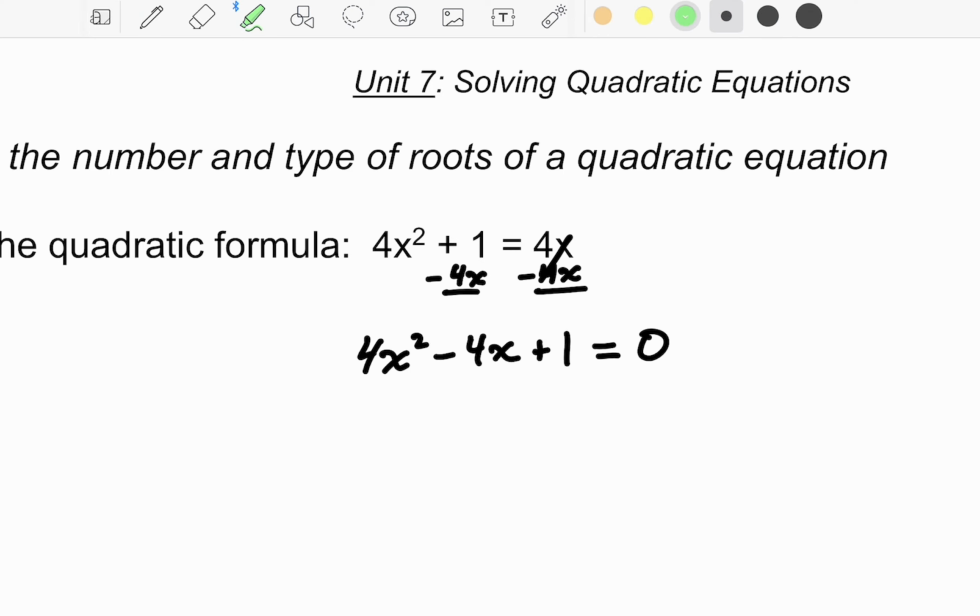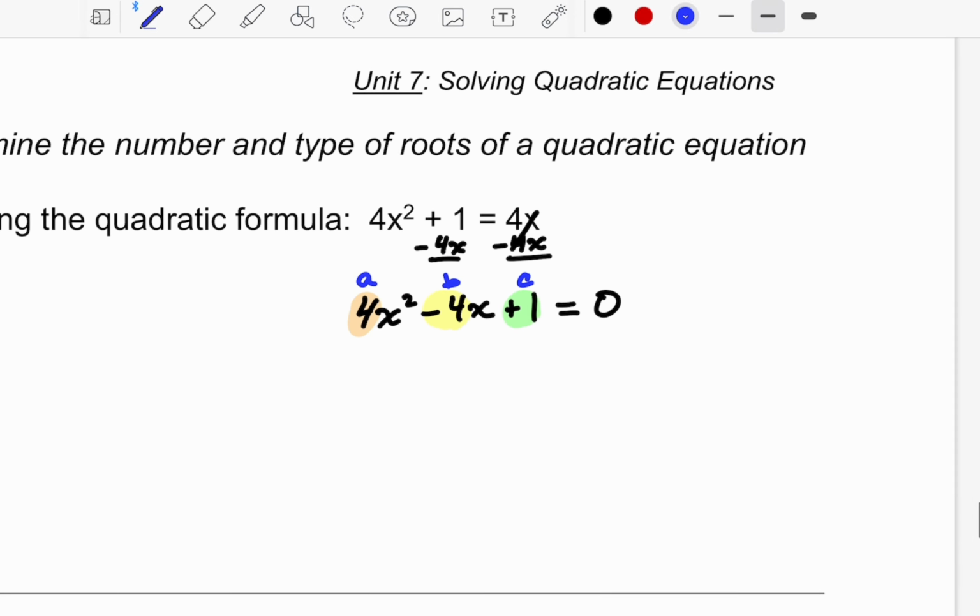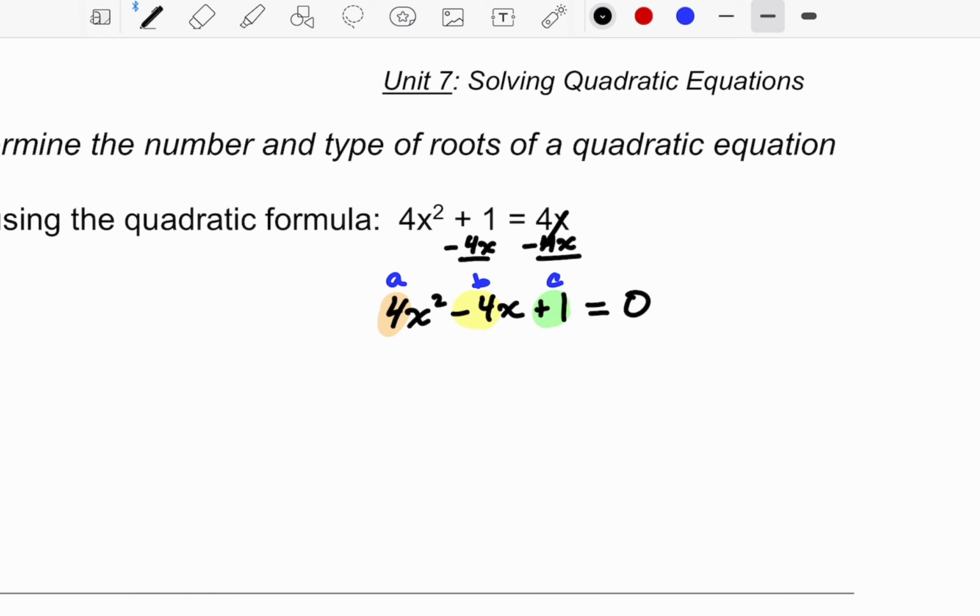So we identify the a, b, and c values. So we got a 4, we got a -4, and we got a +1. So that's a, b, and c. We state the quadratic formula. X is equal to -b plus or minus the square root of b squared minus 4ac all over 2a.